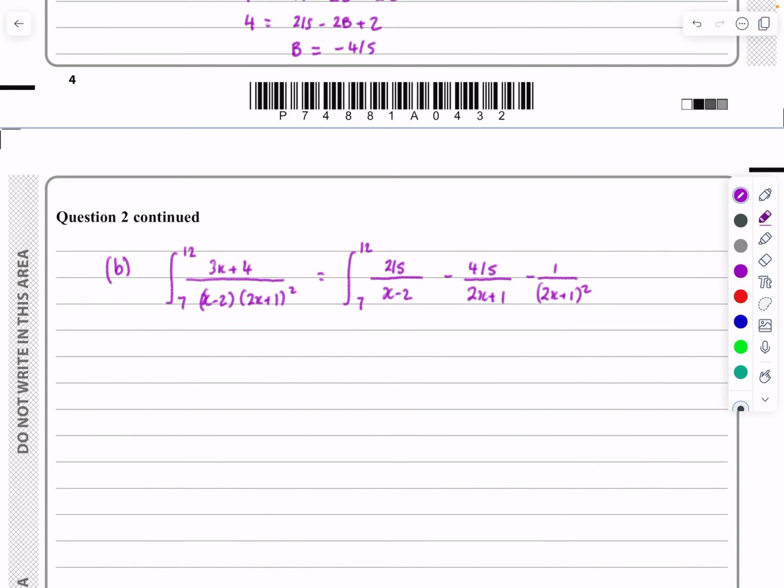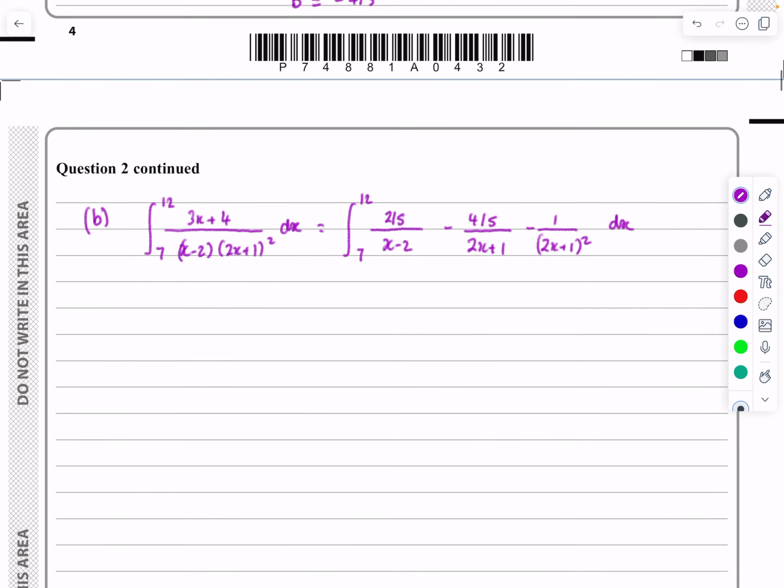So yeah, just checking my values for A, B, and C. dx. Really should have dx here as well, so just move this over and put dx in there as well. So integrating the left-hand side is the same as integrating the right-hand side, but the right-hand side now I should be able to break down into all the different things.